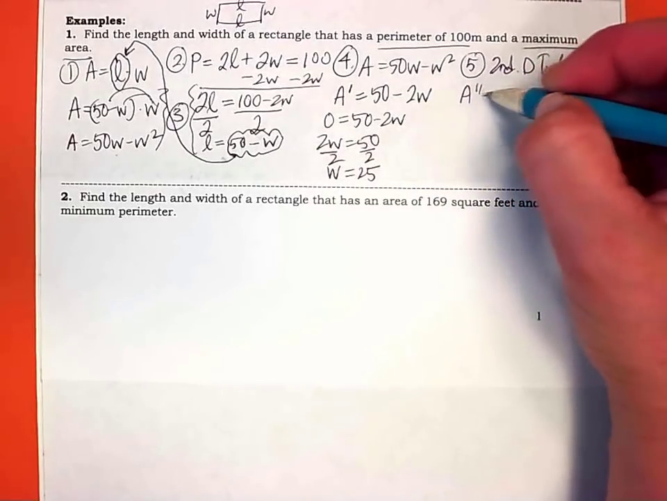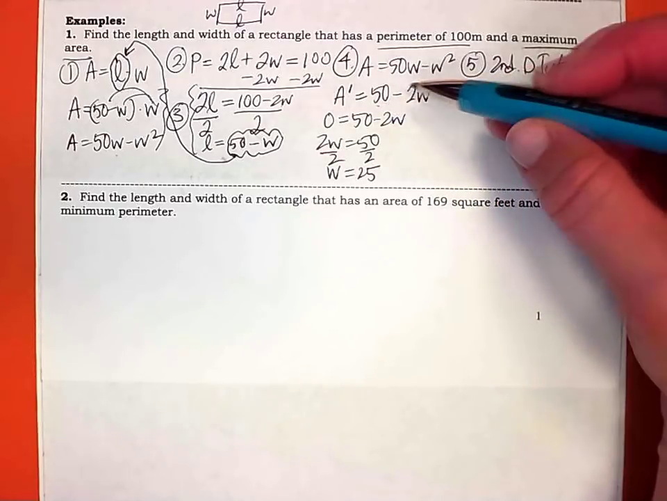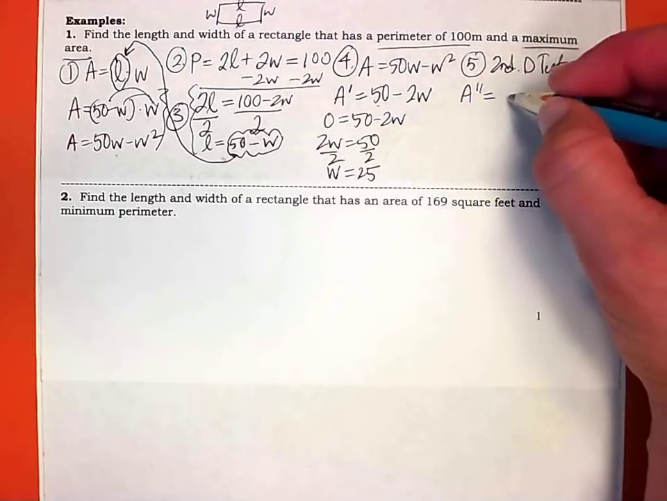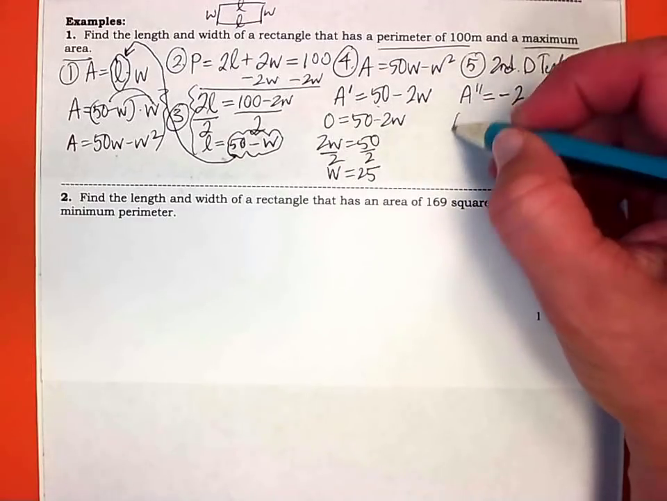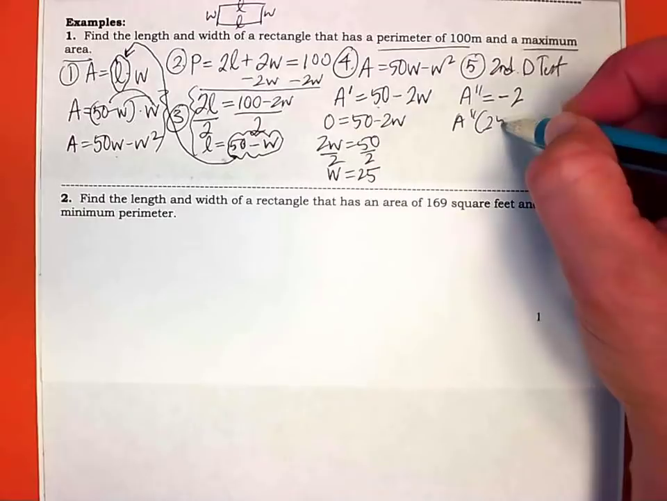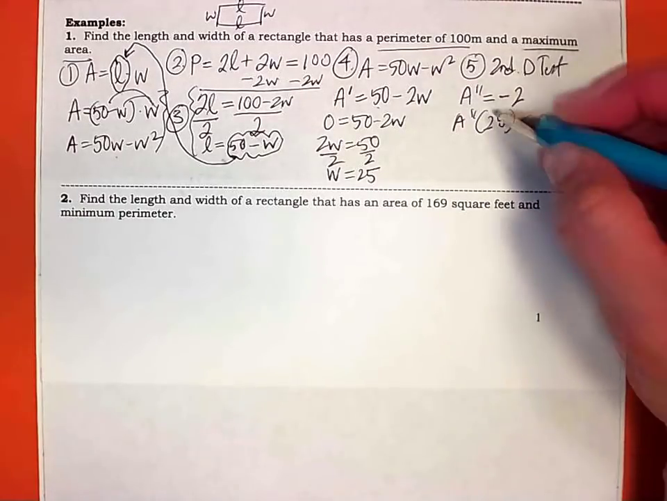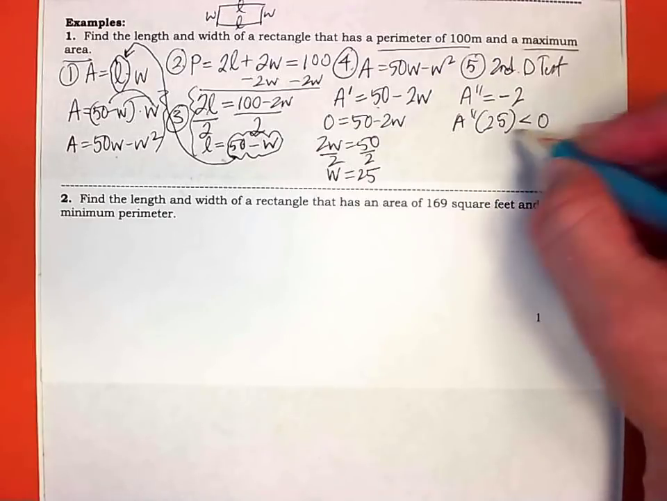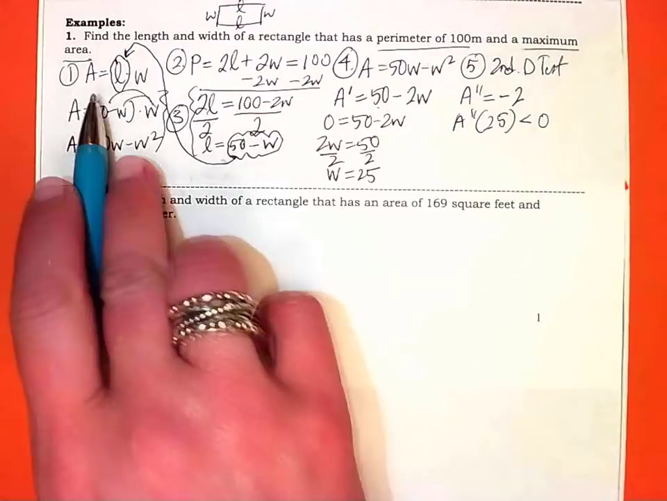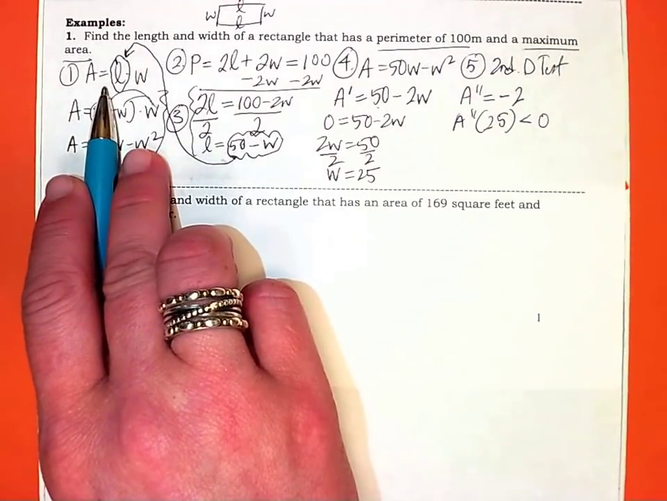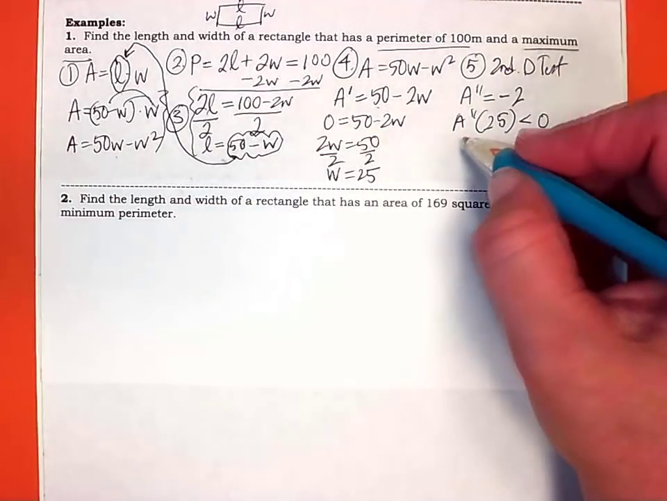So A double prime is going to equal the derivative of 50, of course, a constant is 0, and negative 2W, the derivative is negative 2. So this is always going to be negative. So certainly, if I plug in any constant, it's going to be a negative result. So that means that A is going to be concave down. So this function A is going to be concave down. So it definitely would produce a maximum.